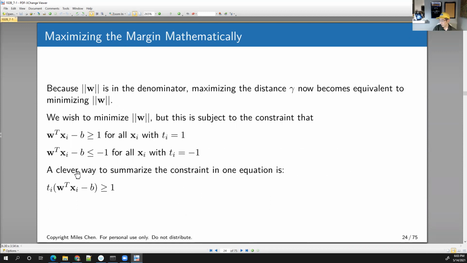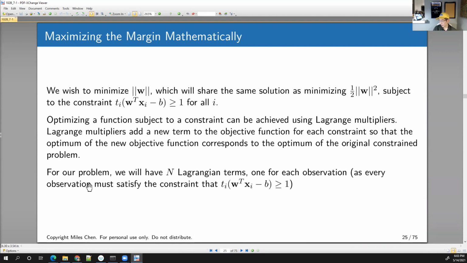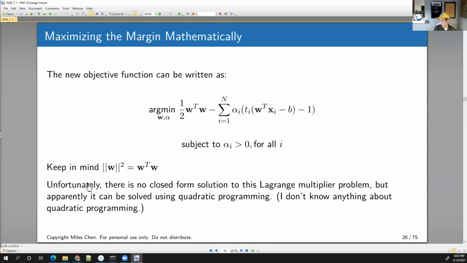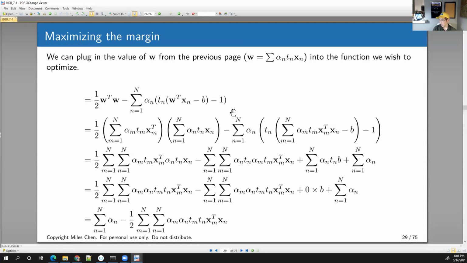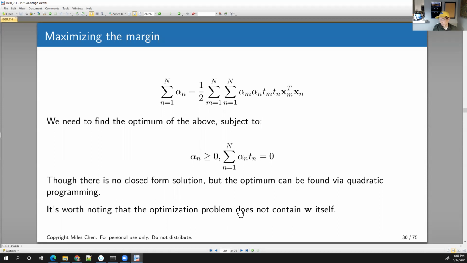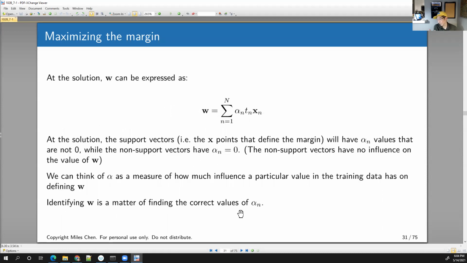So we want to maximize this, but there's a bunch of constraints in that we can't just pick some arbitrary w. It has to be one where, when we go through it, all of the points are classified correctly. And so we use a bunch of Lagrange multipliers, and we have to figure out what these values should be. And effectively, the values that do count towards the calculation of the boundary are used, and the other ones are not. Okay, and those form the support vectors.